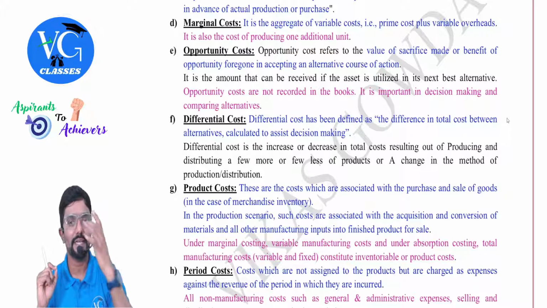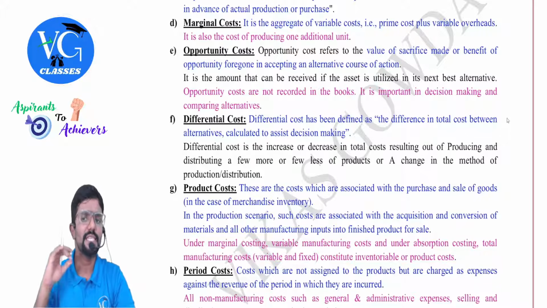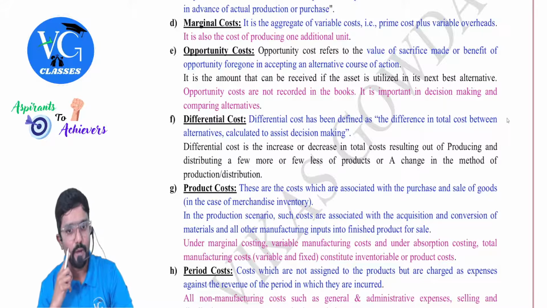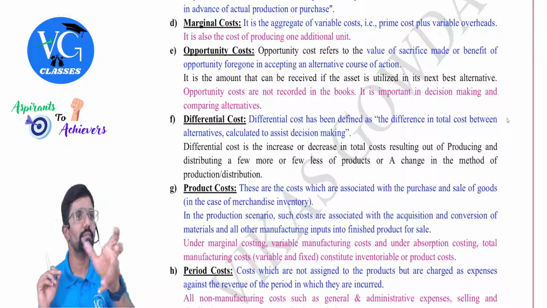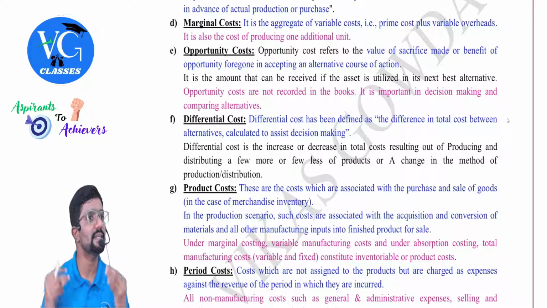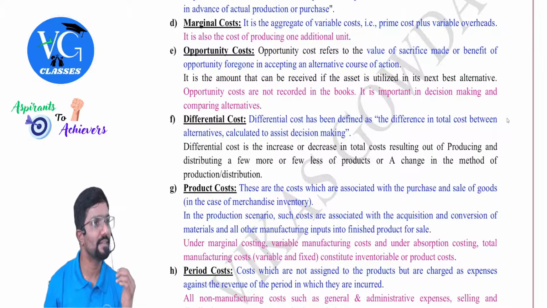It is the amount that can be received if the asset is utilized in the next best alternative. Opportunity costs are not recorded in the books. It is important in decision making. In making decisions, can we consider it, sir? Yes. Nisarga, can we consider?